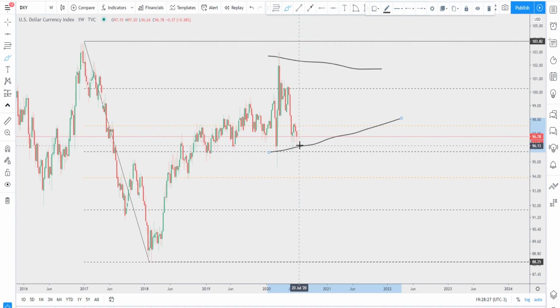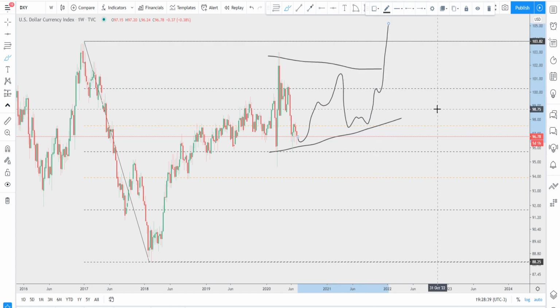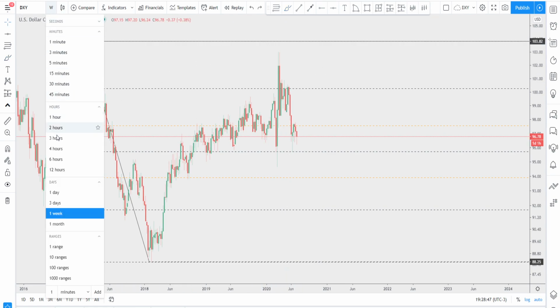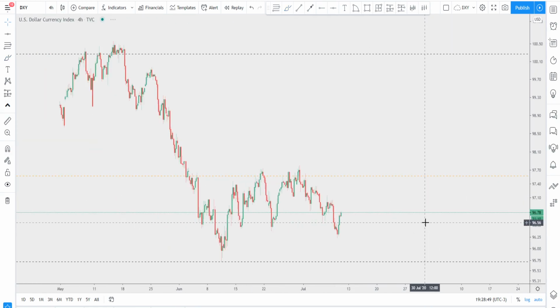So we can end up with something like this, and then we bear break, or maybe we go up for that scenario that we talked about, and then we blast for upside. So not clear at all, but let's take a closer look here on the 4 hours.